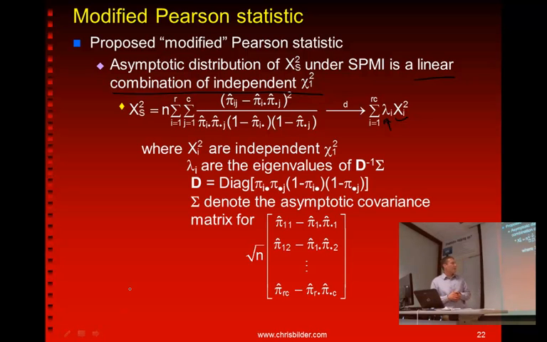Here are some of the details behind where these lambdas come from. They're actually eigenvalues of a matrix D inverse sigma. Here's D, here's sigma. Now, if you've taken Stat 870, you've seen stuff like this. What's this often referred to? Quadratic form. Okay. If Y is distributed multivariate normal with covariance matrix sigma, what's the distribution of this quadratic form?